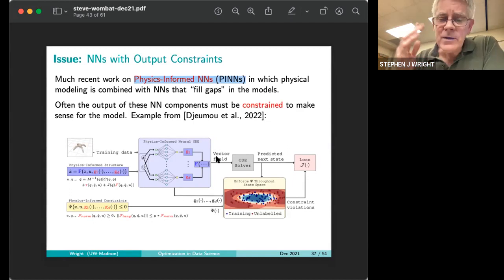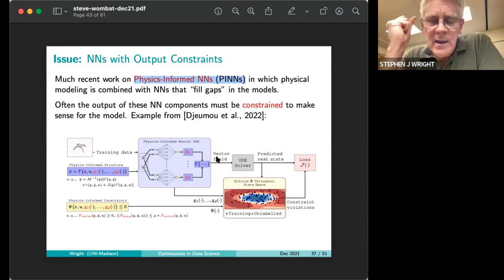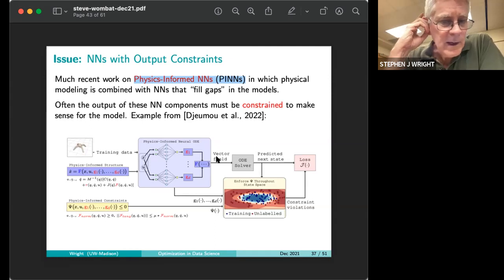Now, it turns out if you use neural nets in this way, you need to constrain the outputs of the neural net to satisfy certain constraints. You can't just accept any old yj coming out of the neural net, because it's not going to make sense in the context of the role it's playing in this overall model. So it becomes really critical to constrain the outputs of the neural net.